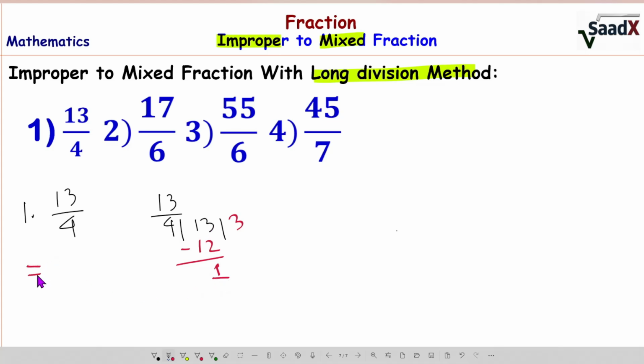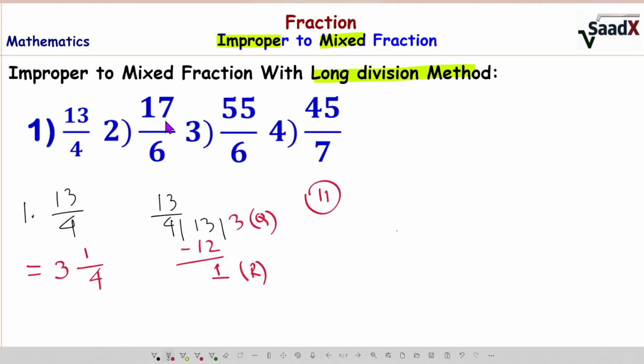So our answer is: 3 is the quotient, 1 is the remainder, and the denominator will be the same. So we can write 3 1 by 4, right? Check: 3 times 4 is 12, 12 plus 1 is 13.